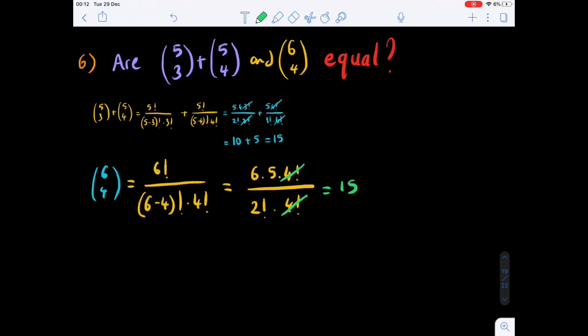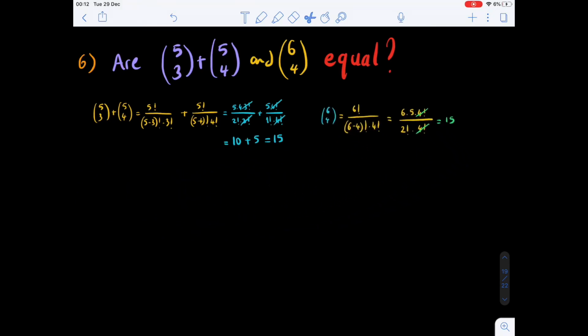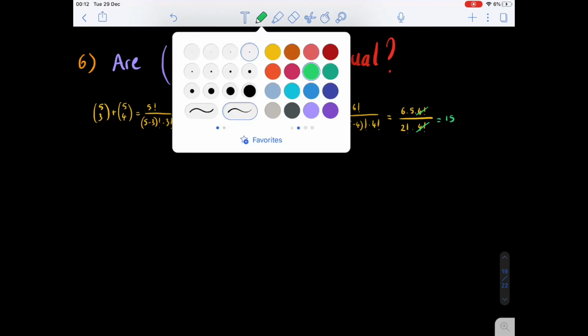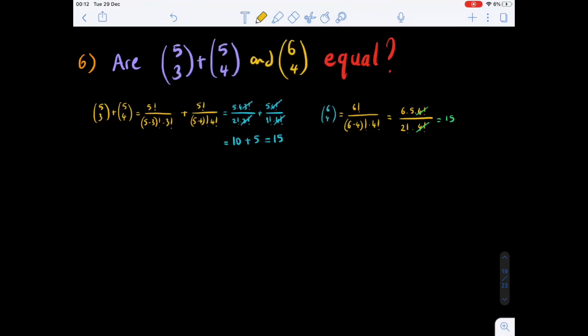So 15 is going to be equal to 5 choose 3 plus 5 choose 4, the sum of 5 choose 3 and 5 choose 4. So what we need to understand here is very important. Everybody, please pay attention. 5 choose 3 plus 5 choose 4 is equal to 6 choose 4. And we need to pay attention here.